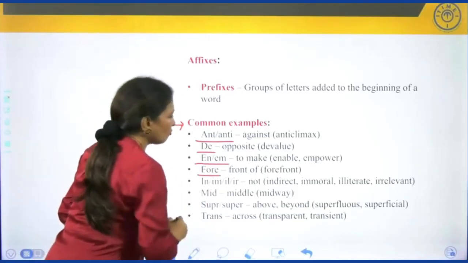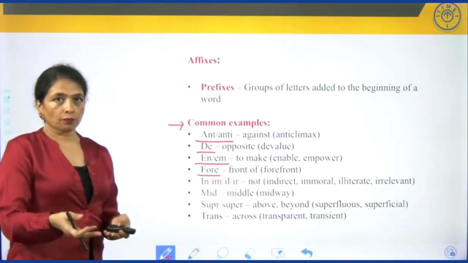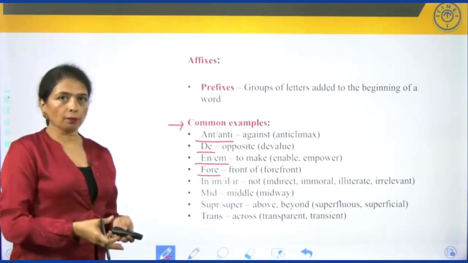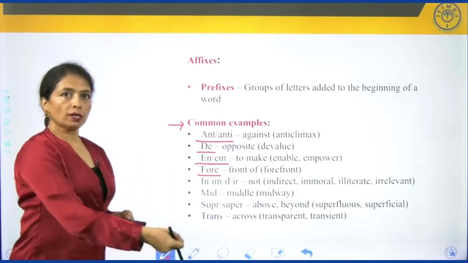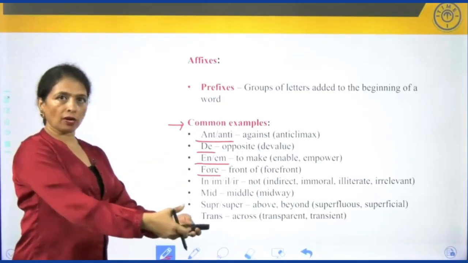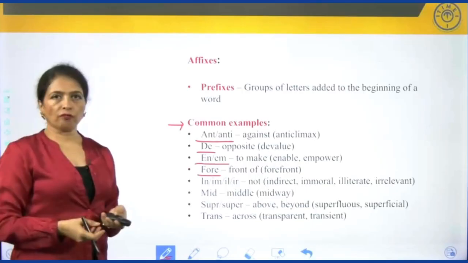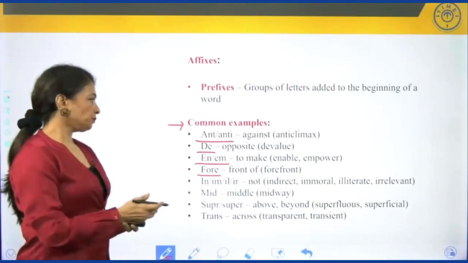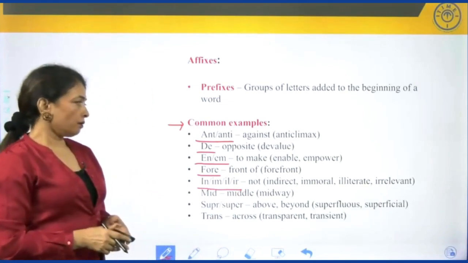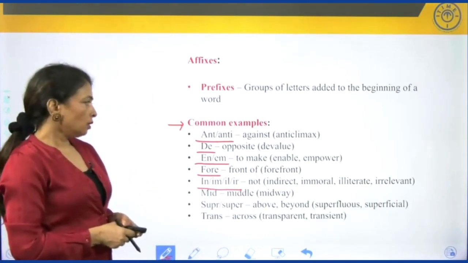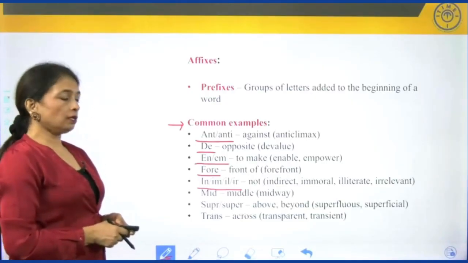We have for. For means front or in front of. We have four limbs. So if this helps you, remember this meaning. For is in front of, and we have four limbs, which are the front two limbs of an animal, a quadruped. So we have for, front. We also have a, before. In, im, ill and ir mean not, and they are used in words like indirect, immoral, illiterate, irrelevant.